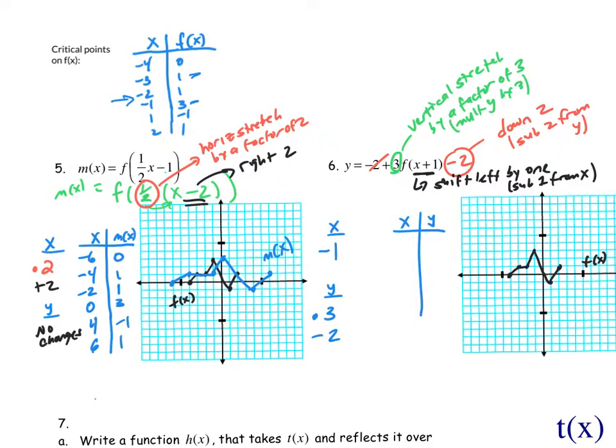So negative 4 minus 1 is negative 5. Negative 3 minus 1 is negative 4. Negative 2 minus 1 is negative 3. Negative 1 minus 1, negative 2. 1 minus 1 is 0. 2 minus 1 is 1. Those are all our x values.